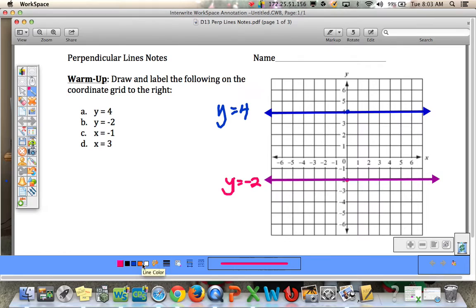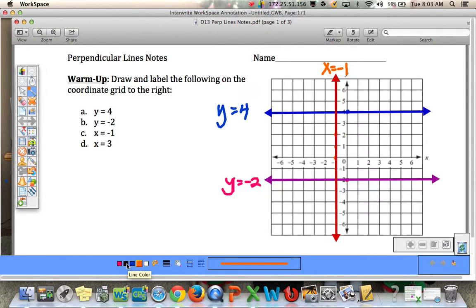X equals negative 1. That means where x is negative 1, it doesn't matter what the y is. All along this line, x equals negative 1. So that's going to be a vertical line at x equals negative 1.